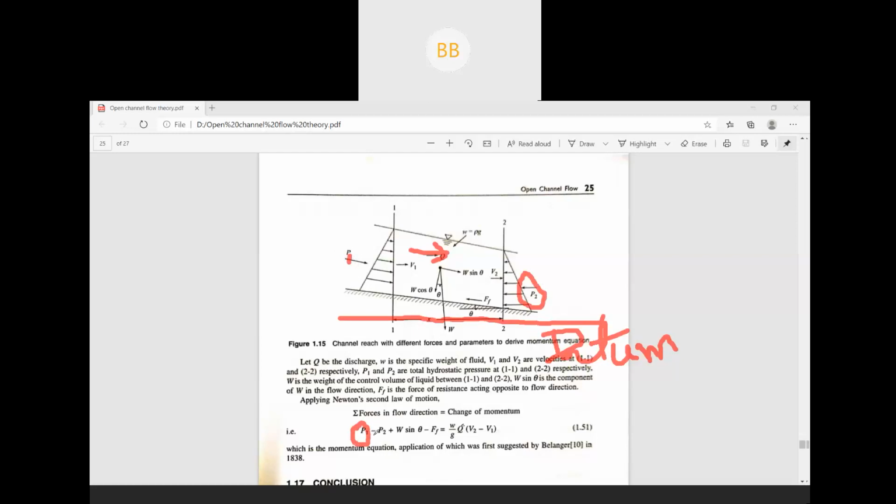We all know, you have already studied this in third semester, that hydrostatic pressure always acts in a triangular form. If this is a triangular, it acts in this direction. If this is a triangular, it acts in the other direction.